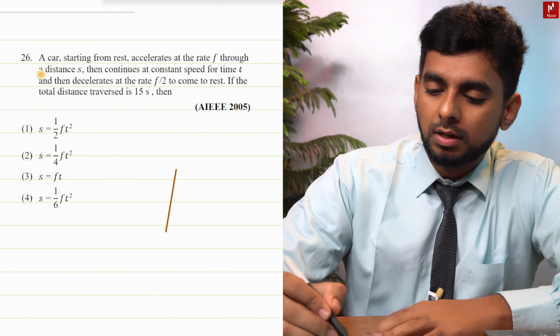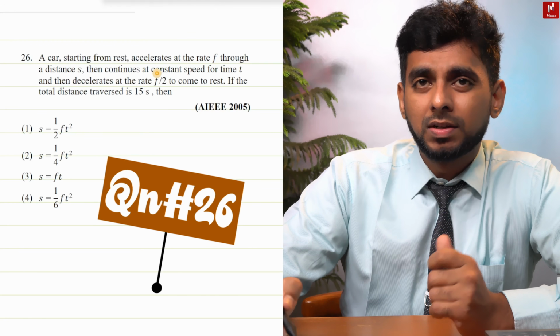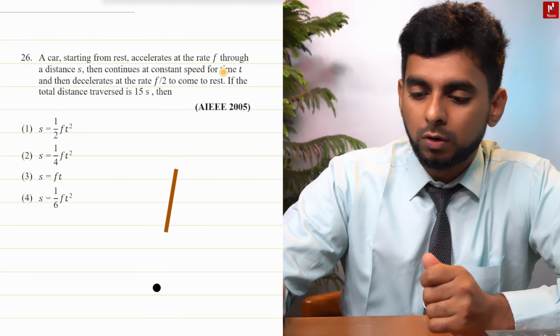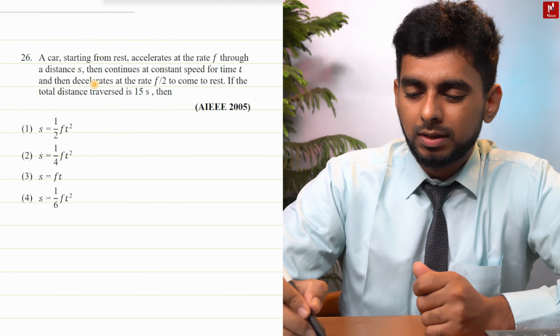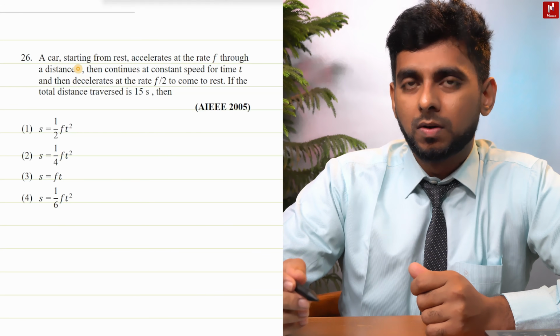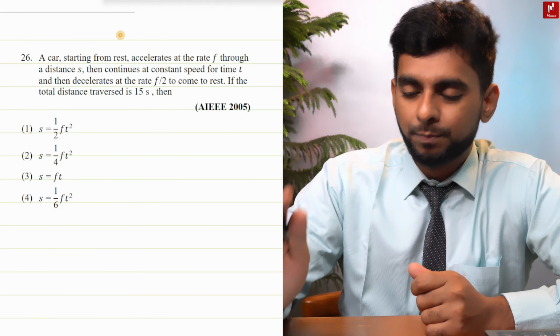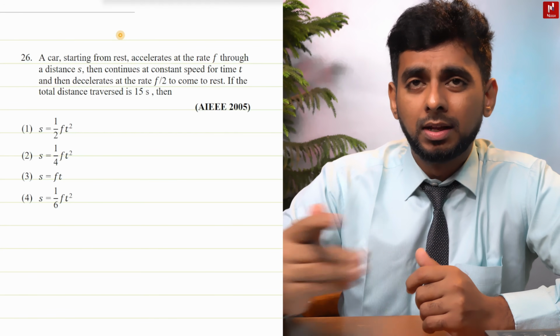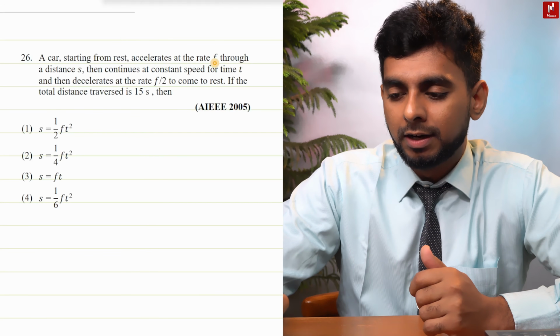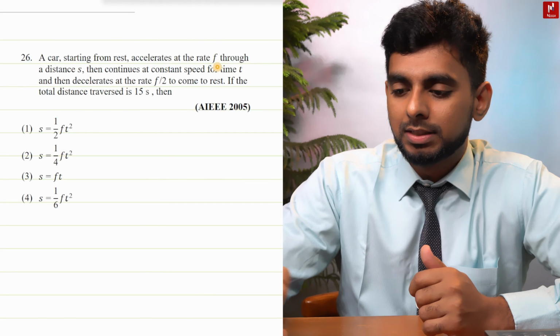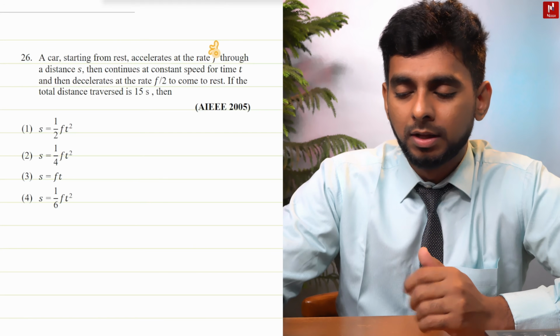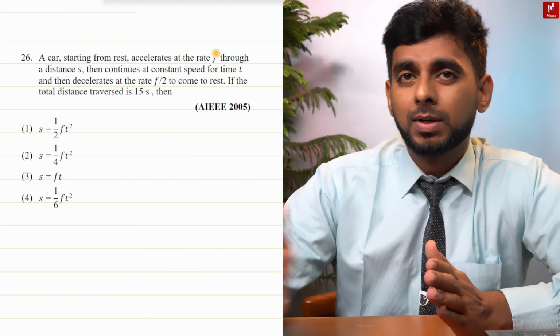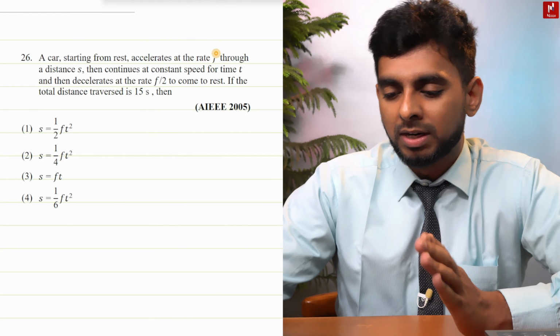Next question is, a car starting from rest accelerates at the rate of f through a distance s. Got it? So what they've given is, there is a car which has an initial velocity 0. It is starting from rest and then it undergoes acceleration at the rate of f, which means the acceleration a over here is this small f. Because of this acceleration, it has covered a distance s. So that's the first part of the journey.